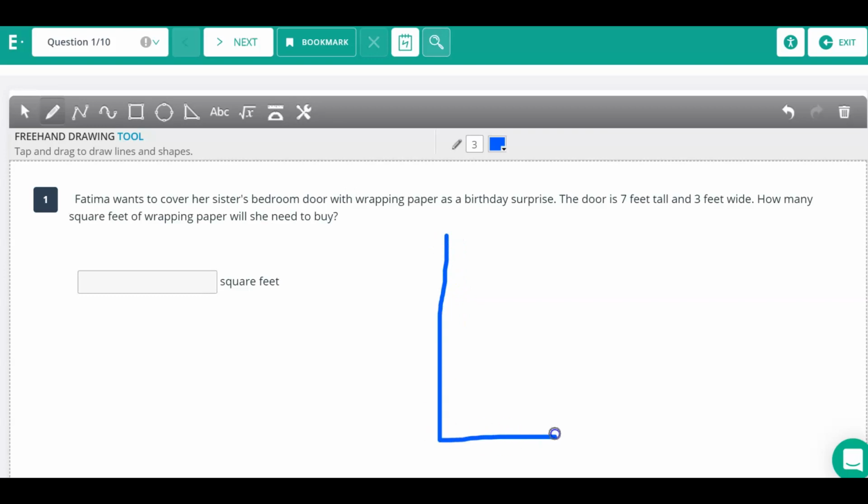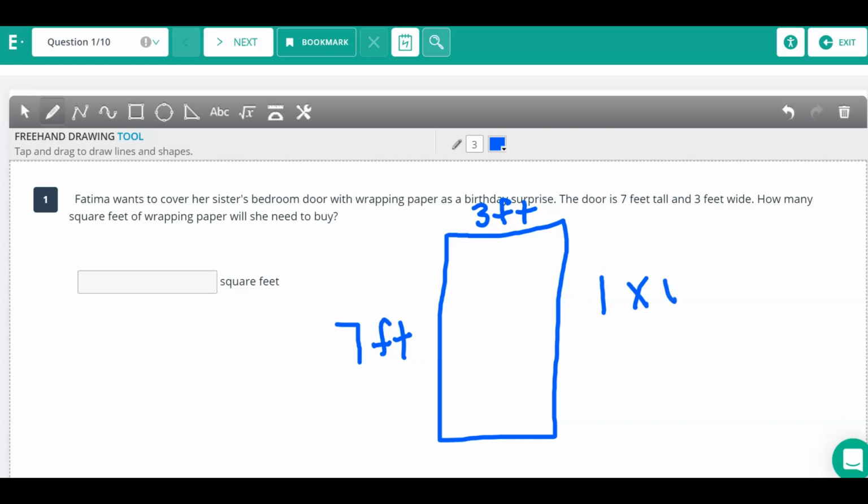Well, first I'm going to draw this out. I'm going to draw the door. They said it's 7 feet tall, so that would be the length, and 3 feet wide, that would be the width. Remember, area is length times width. So to find the area, I'm going to have to multiply 3 times 7. I'm going to use the strategy of counting by 3, 7 times.